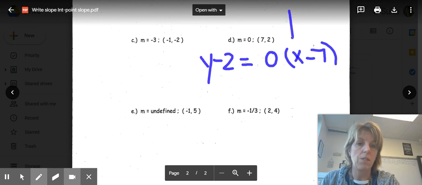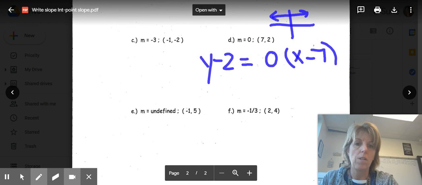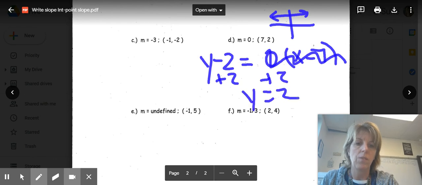If the slope is 0, that means if I'm graphing it, it's going to be a horizontal line. And where is that going to be? Because this is all going to go away, then we're going to add 2 to both sides, and we get y equals 2. So this would be a y-intercept of 2 right there. So sometimes that can happen. All right, 2 more. Let's do E and then F.